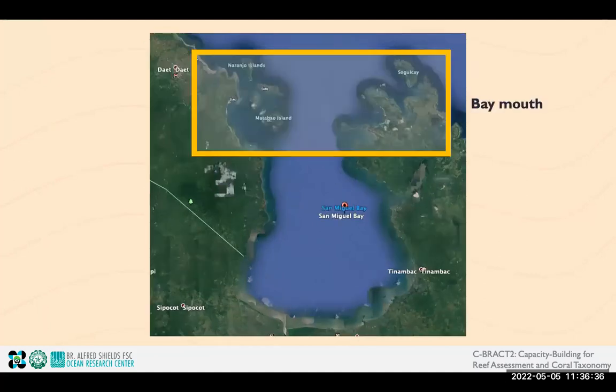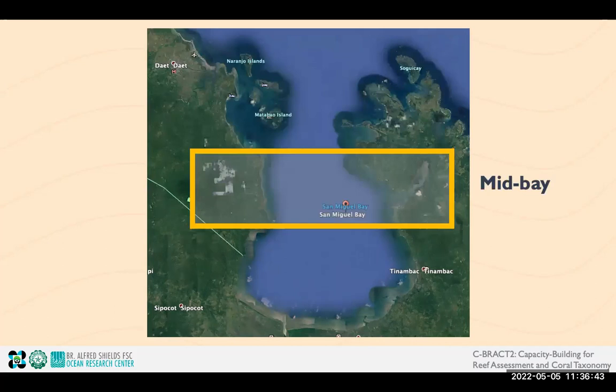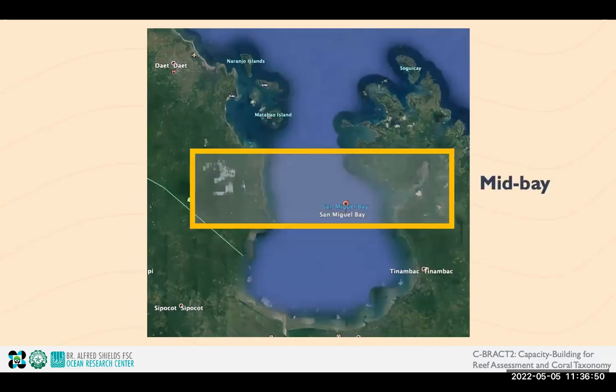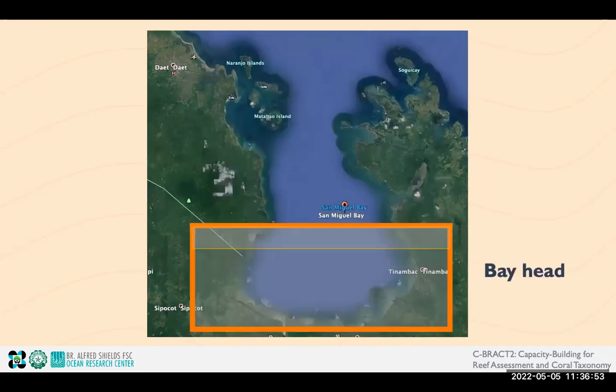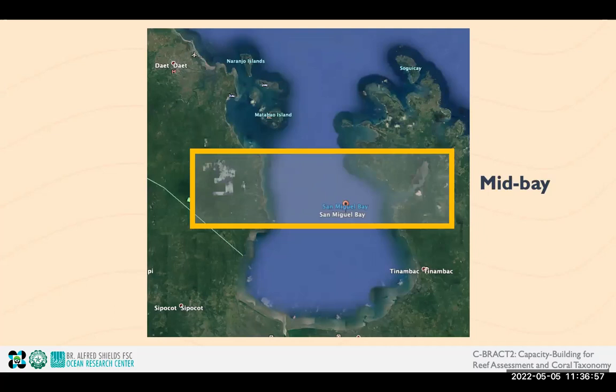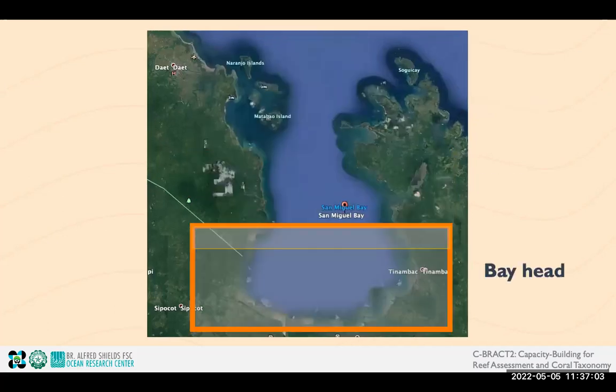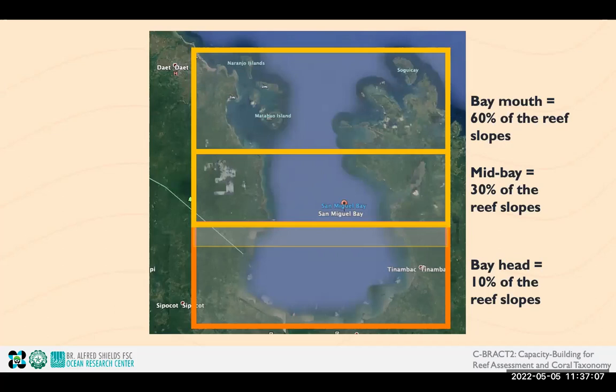Okay, you divide the bay into three sectors. Yung bay mouth, yung mid bay, and yung bay head. Okay, and you take note of their relative areas. Like notice na medyo malaki yung bay head, medyo maliit yung mid bay, at medyo malaki or malawak yung bay mouth. Okay, so let's say you noticed based on Allen Coral Atlas that 60% of the reefs of San Miguel Bay are in the bay mouth, 30% in the mid bay, kahit na maliit yung area niya, may mga reef siya.